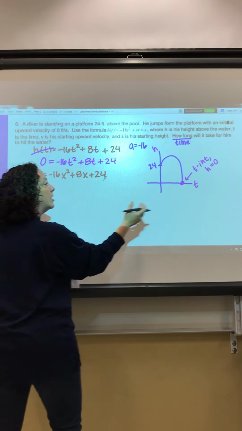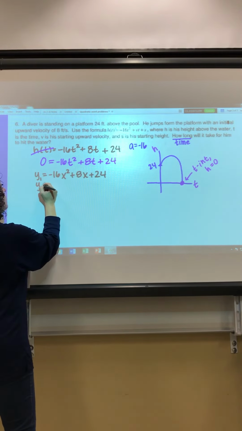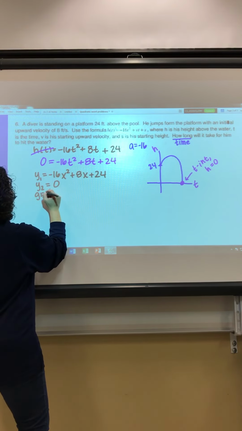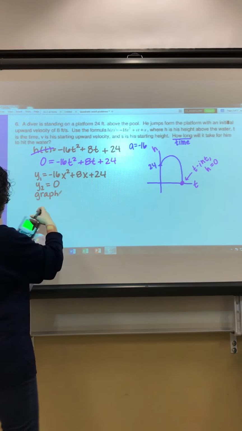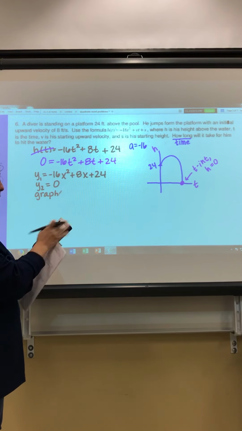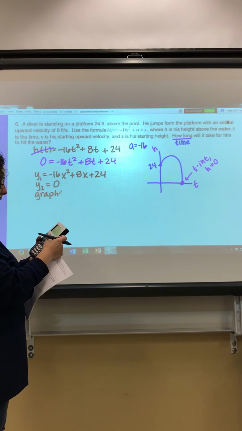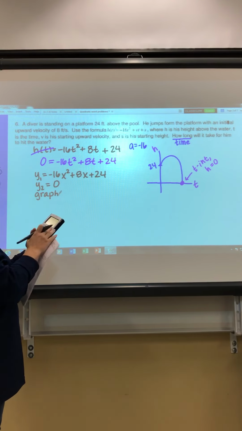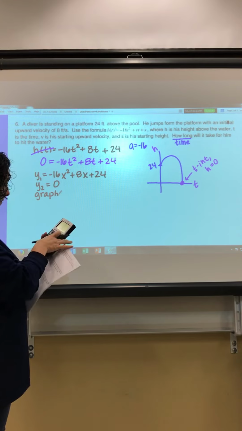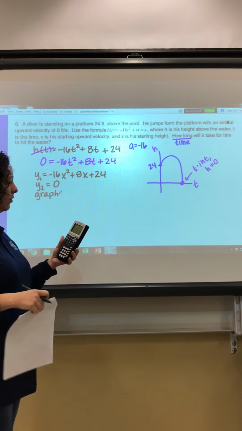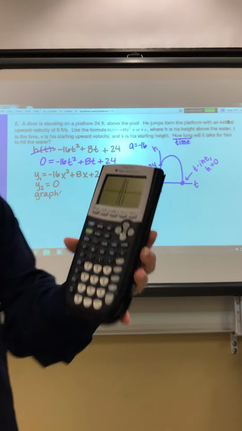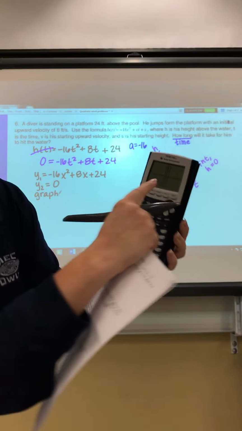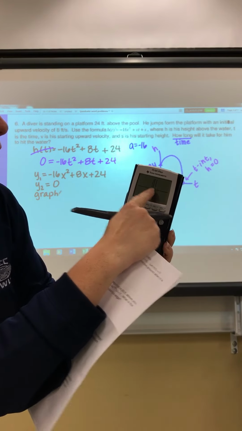And then in Y2, because we want the height to be 0, I want you to put Y2 as 0. I want you to hit the graph key and see if you can find it in the viewing window. You probably won't, because you're probably in a standard window, which goes from negative 10 to 10 on the X and the Y axis. So if you hit zoom 6, that'll get you to a standard window. It looks something like this. You can't see the whole thing, but you can definitely see where it crosses the T or the X axis.